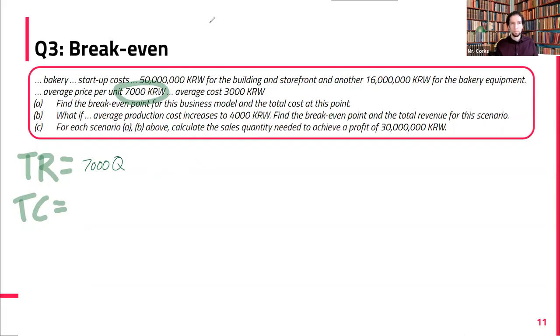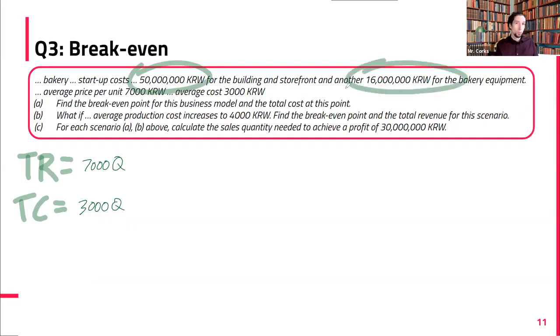How do we figure out total cost? Fixed cost plus variable cost. Okay, what's our variable cost, our per unit cost? 3,000, which we get right here. Average cost to make each of these units of bread, so 3,000 Q. Okay, and then fixed costs. What are the fixed costs for this problem? 16 million plus 50 million. Okay, this one plus this one.